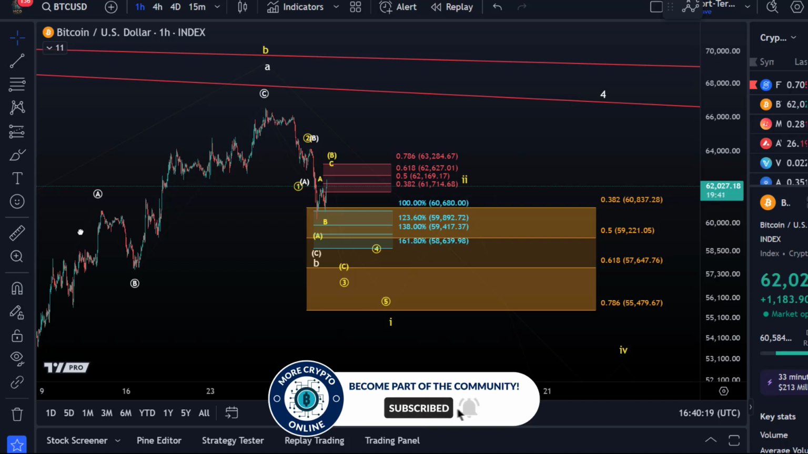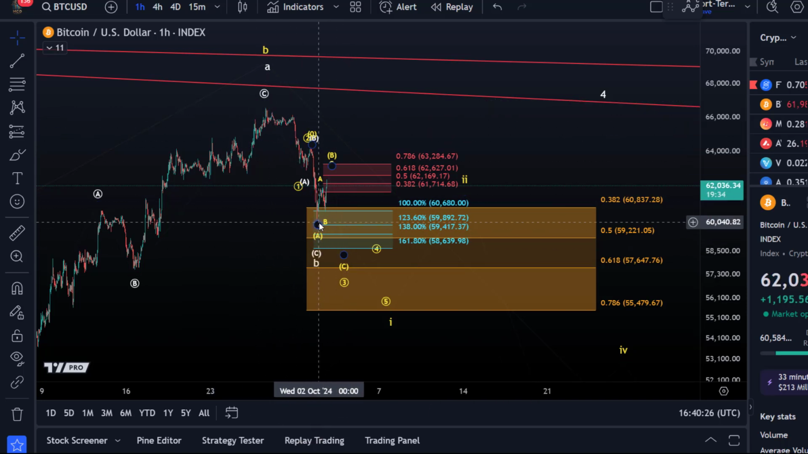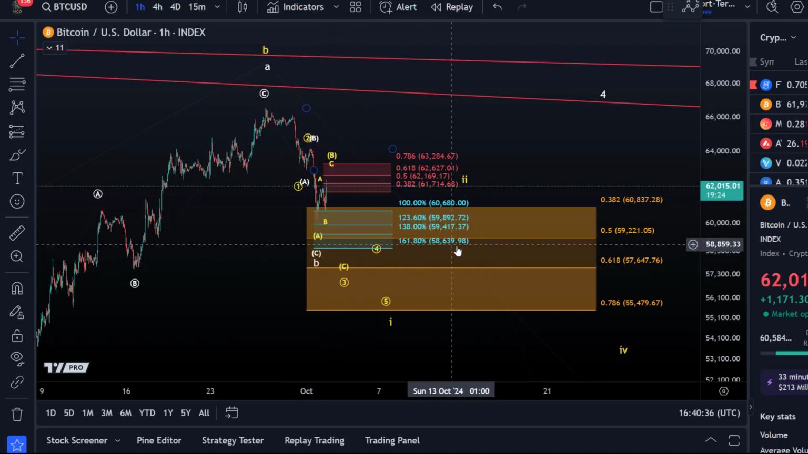But this is the overall support area. Within this support area, we have the blue Fibonacci area, which is based on the internal structure to the downside. So it's just an additional area to watch. You could say we're trying to refine the standard support area, make it a little bit smaller, just to have an additional area of interest in our support region. And here support is defined between 58,640 and 60,680.